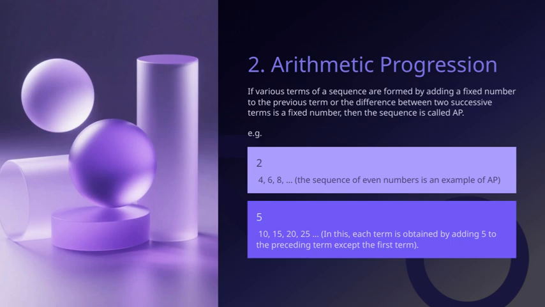So, what exactly makes a sequence an AP? Well, if you can form various terms of a sequence by adding a fixed number to the previous term, then that sequence is called an arithmetic progression. The key point here is the idea of a fixed difference between successive terms. For example, in the sequence 2, 4, 6, 8, each time we add 2, which remains constant. That's the hallmark of an AP.